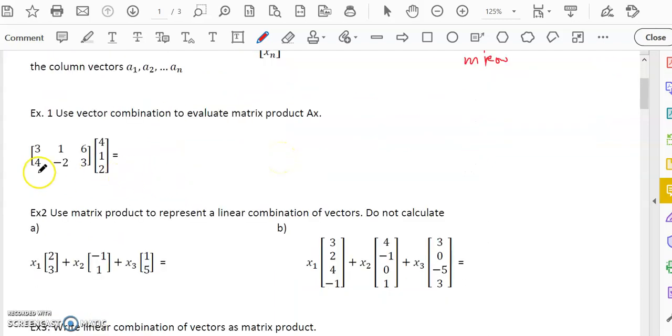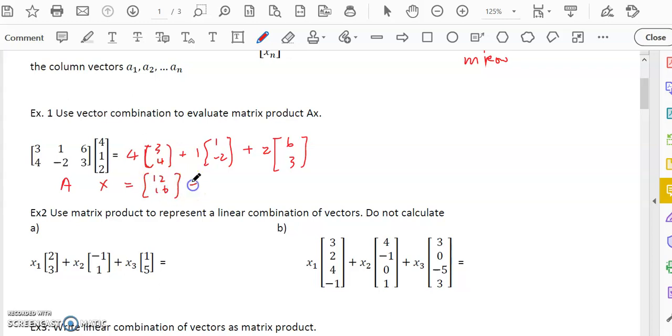So for example, if you see a multiplication like this, a matrix A and then a column vector x, then you can just say that, oh, this actually just means a linear combination of column vectors. So that means 4 times 3, 4, which is the first vector, and then 1 times the second vector, 1, negative 2, and then 2 times the third column vector, 6, 3, right? So this is just scalar multiplication. You can do 12, 16. We talked about this in the last video by the definition. That's what it means. So 12, 6.